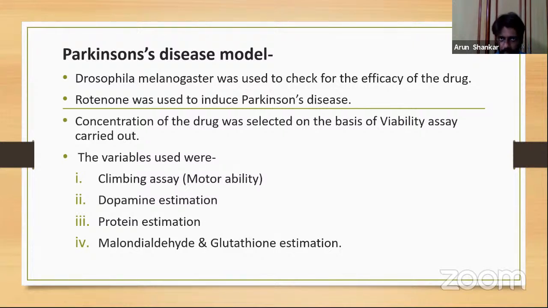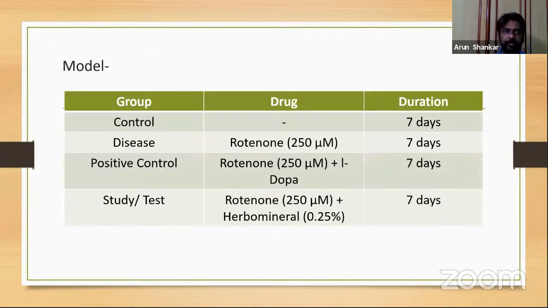The variables which we used to check for Parkinson's disease were the climbing assay, from which we get to know about the climbing activity or the motor ability of the fly, dopamine estimation of the Drosophila brain, protein estimation, and malondialdehyde and glutathione estimation. Now, this is the model which I used. In this, I had 4 separate groups.